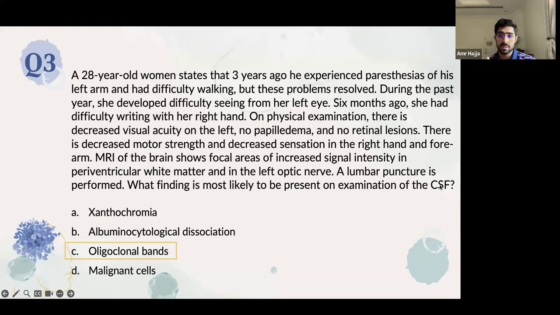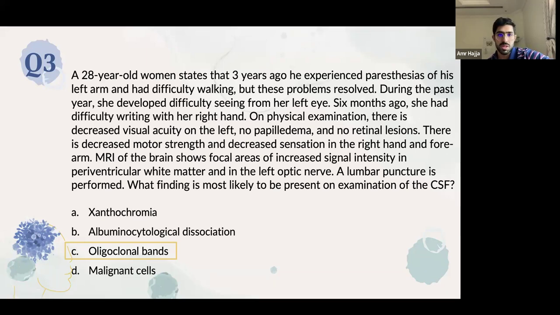They did the CSF analysis, and what do they expect to find? It's oligoclonal bands. Just to let you know about the other answers, xanthochromia is seen in subarachnoid hemorrhage. Albuminocytological dissociation is seen in Guillain-Barré syndrome. And malignant cells, we're going to talk about CNS tumors later on, but this is not a case scenario of a tumor.